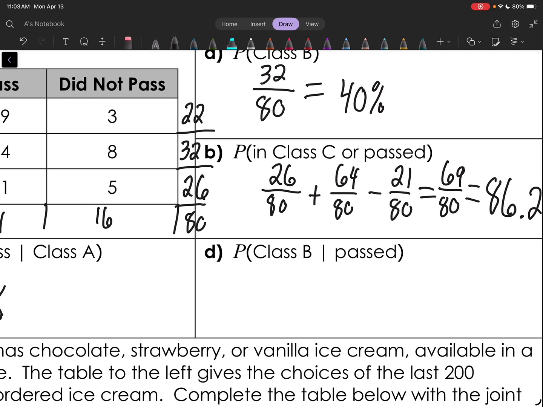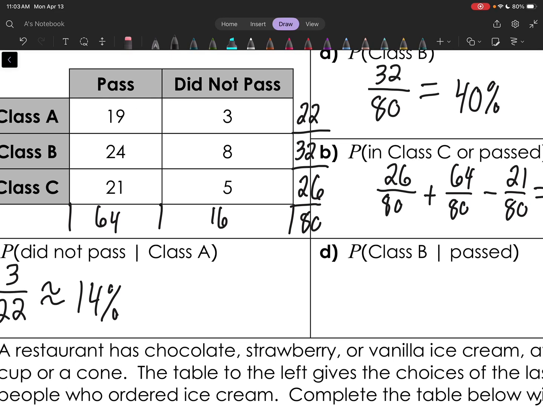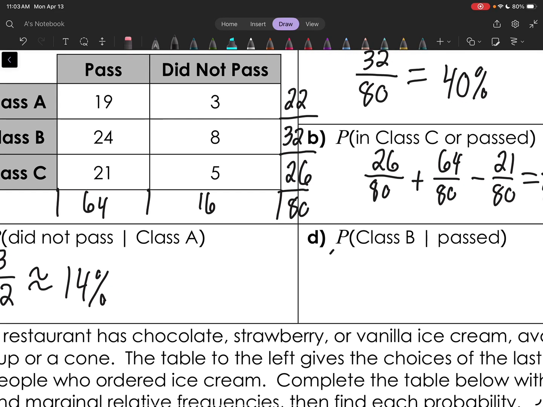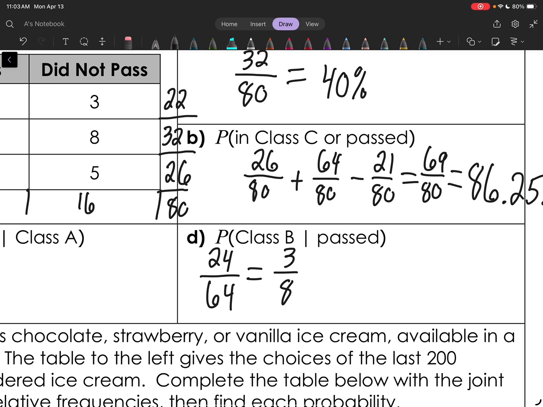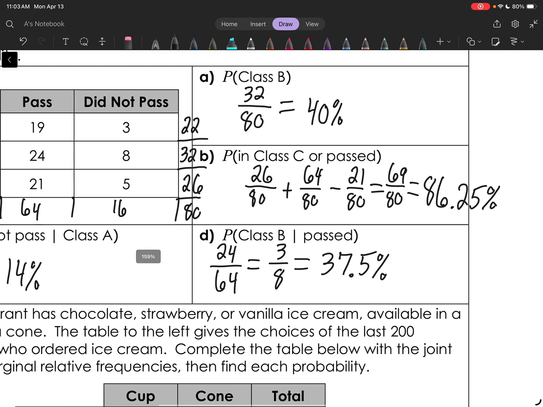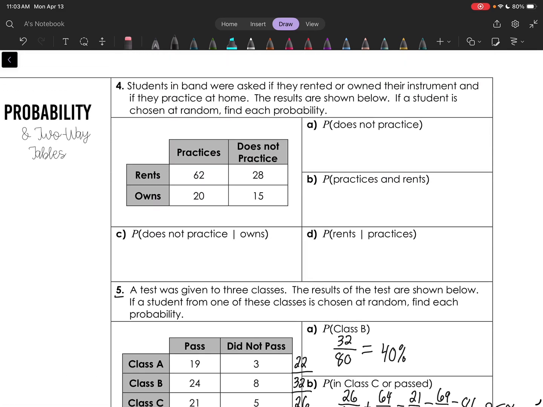What is the probability that I passed given I was in Class B? The people in Class B who did pass are 24. The total people that passed were 64. It's 3 over 8, which is 37.5%. Number 5 is done. Try number 4 if you didn't already.